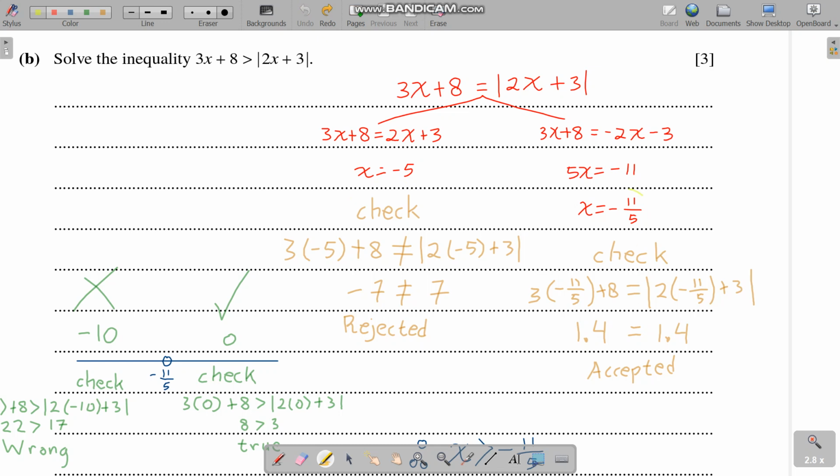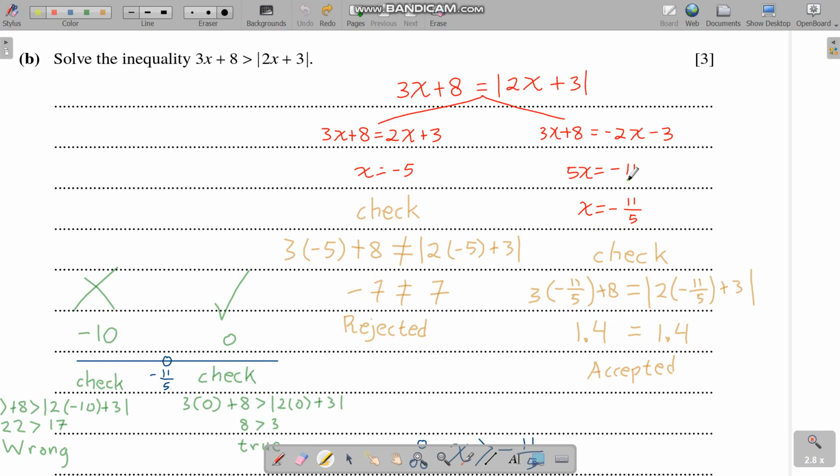If you try the minus 11 over 5, again you replace the x here and here with minus 11 over 5. You check using your calculator, you will get 1.4 on both sides, which means this is correct, we can use this critical point.